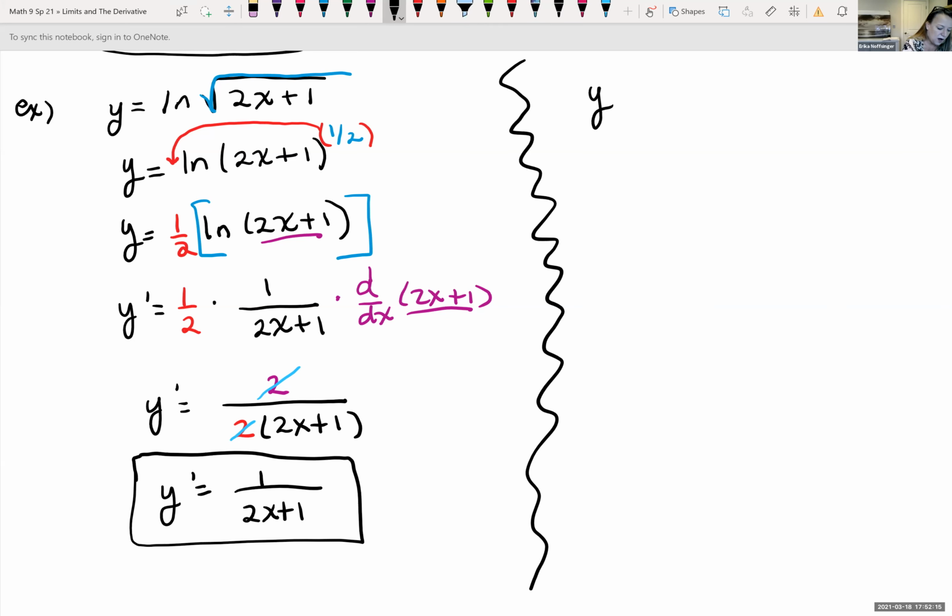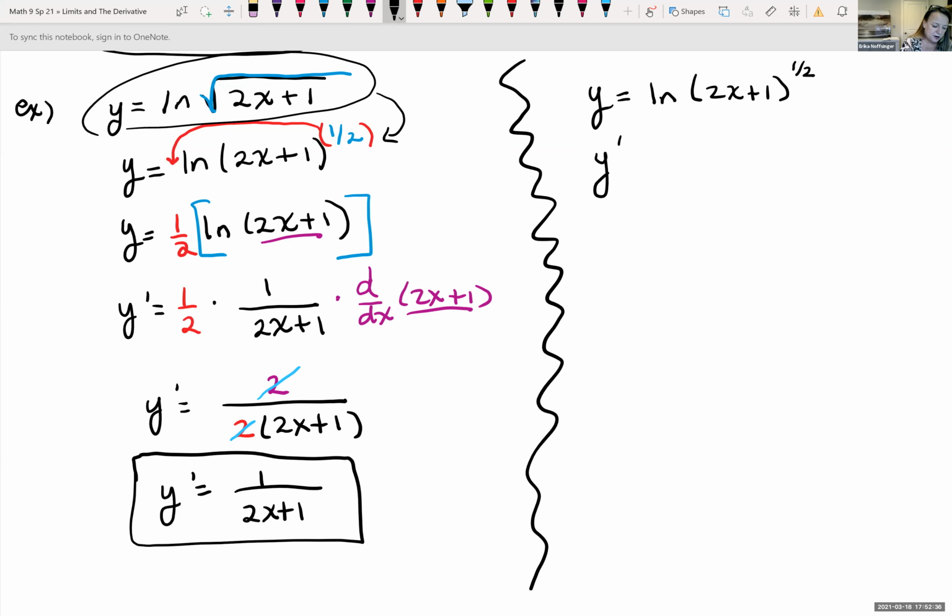So let's look at y equals the natural log. We would have had to rewrite it anyways from this point as this. So this is the natural log of 2x plus 1, all raised to the 1/2 power. Okay, so let's go and take the derivative now. Our outer is the natural log. So we're going to put 1 over whatever we're taking the natural log of, and in our case, we're taking the natural log of this whole piece, 2x plus 1, all raised to the 1/2, times the derivative of the inside.